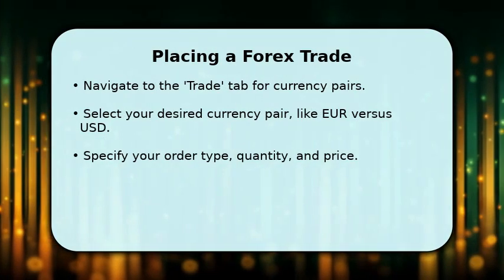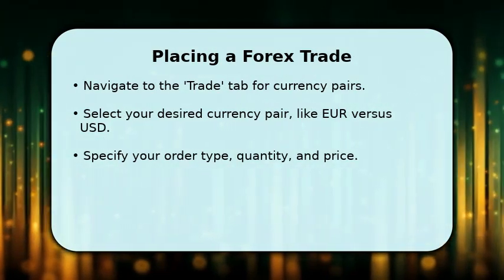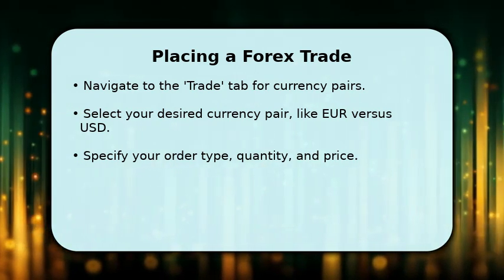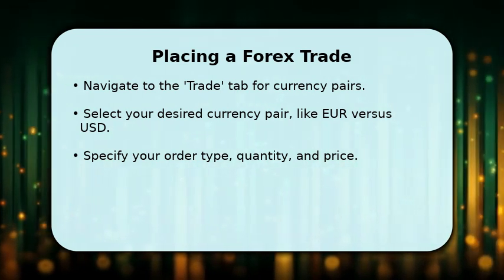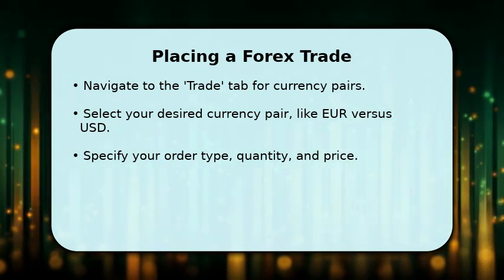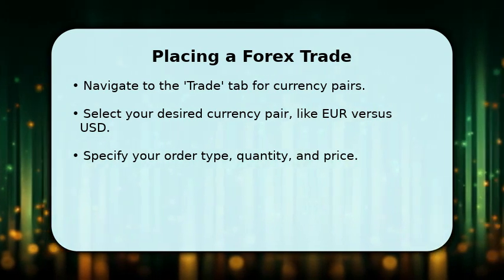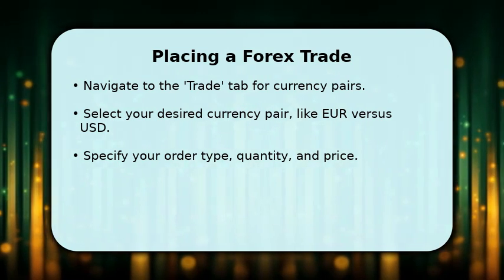To place a Forex trade, once you are in the Forex section of the Trade tab, simply select the currency pair you wish to trade. For example, click on Euro versus USD. Next, you will need to specify your order type, such as a market order or a limit order, and enter the quantity of currency you want to buy or sell. Always review your order details carefully before confirming to ensure accuracy and alignment with your trading strategy.